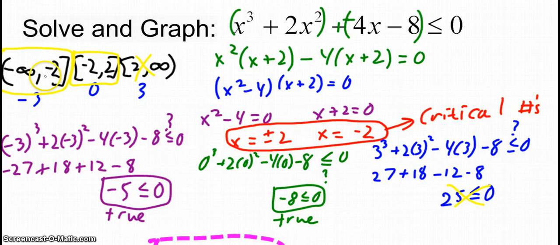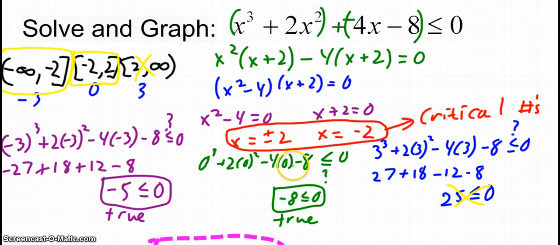So now I chose values in each test interval. I chose negative 3 for this, 0 for the middle interval, and 3 for the far right. So when I plug in negative 3, I end up with negative 5 is less than or equal to 0. That is a true statement. So this interval is one of my solutions.